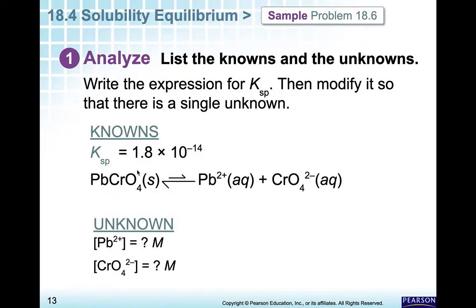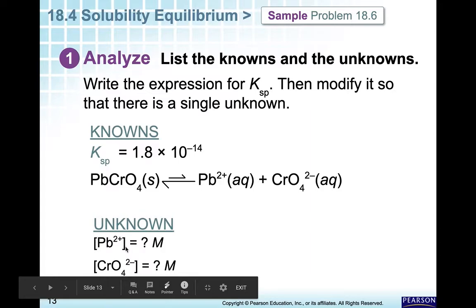We've got solid lead chromate that's going to dissolve to make lead ions and chromate ions. This will pretty much always split into 2 pieces. So we've got our cation, the lead, our anion, the chromate ion, and we've got it in equilibrium. So we know our reaction, we know our stoichiometry, and we know the value of our solubility product constant. We're looking for these two concentrations.